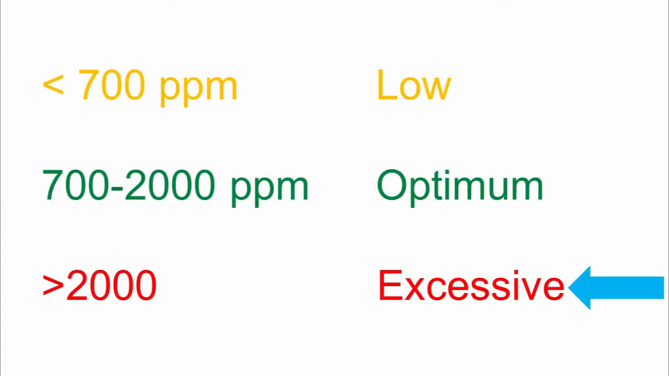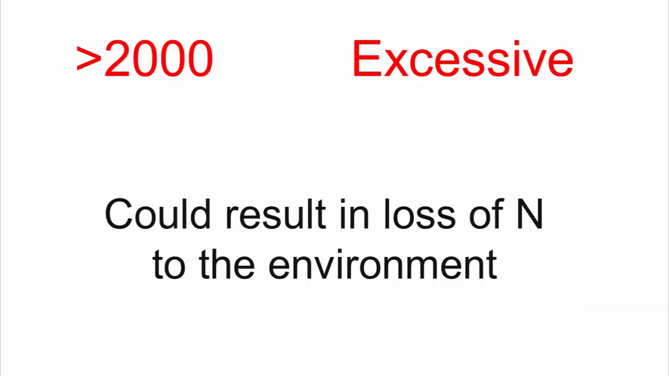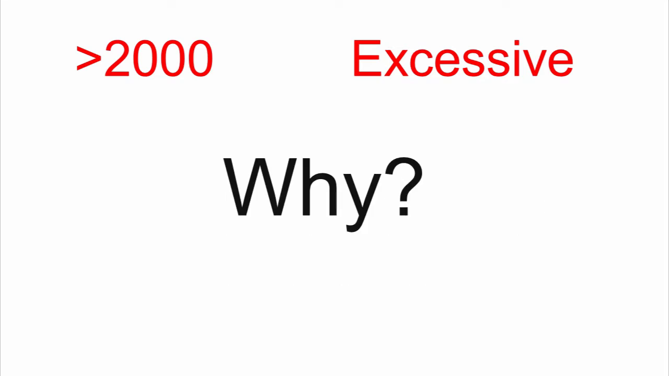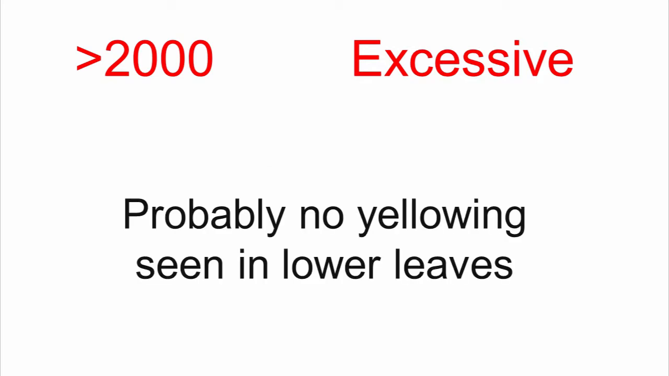With over 2,000 parts per million, nitrogen was in excess of what is needed for optimum economic yields. Not only might this represent an economic loss, but it may also indicate a potential for nitrogen loss to the environment. Try to determine the reason why the nitrogen supply was excessive and make changes accordingly. Corn grown on fields in this category will probably not show any yellowing in the lower leaves until the leaves start to naturally die off.